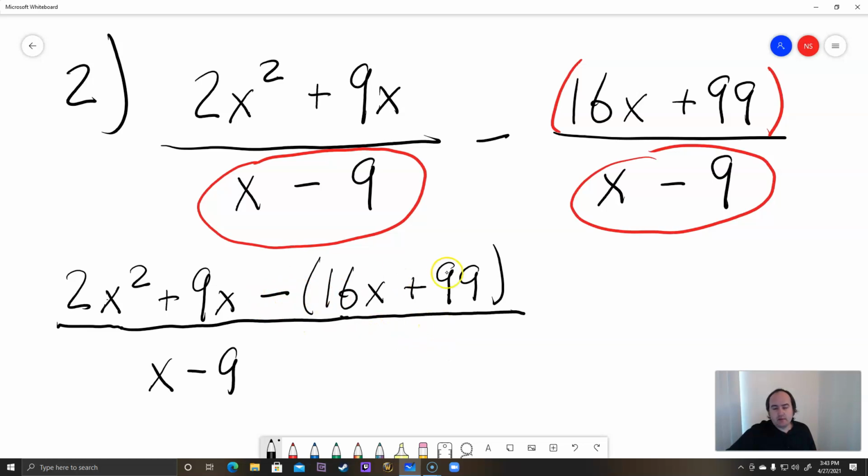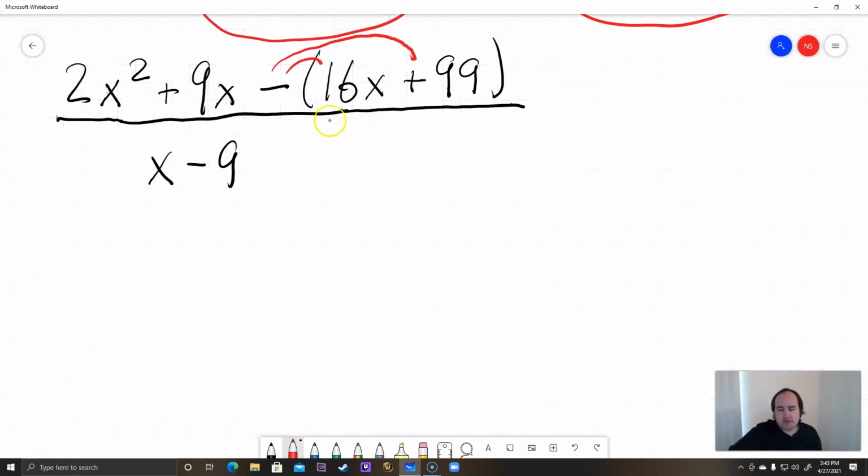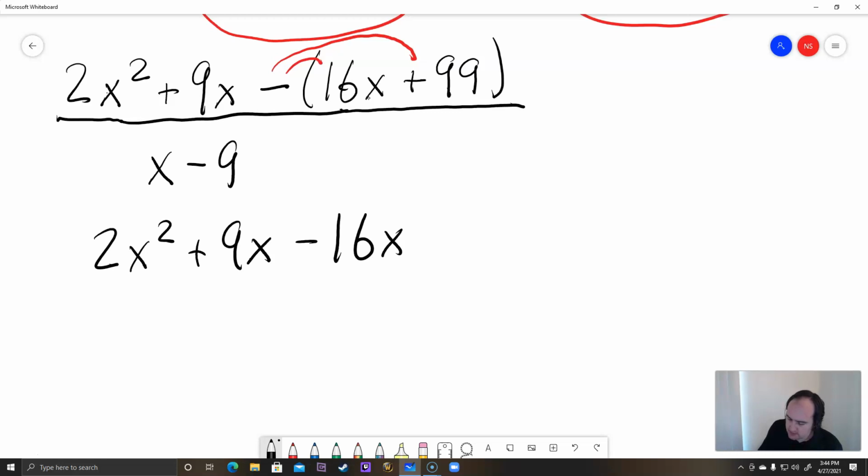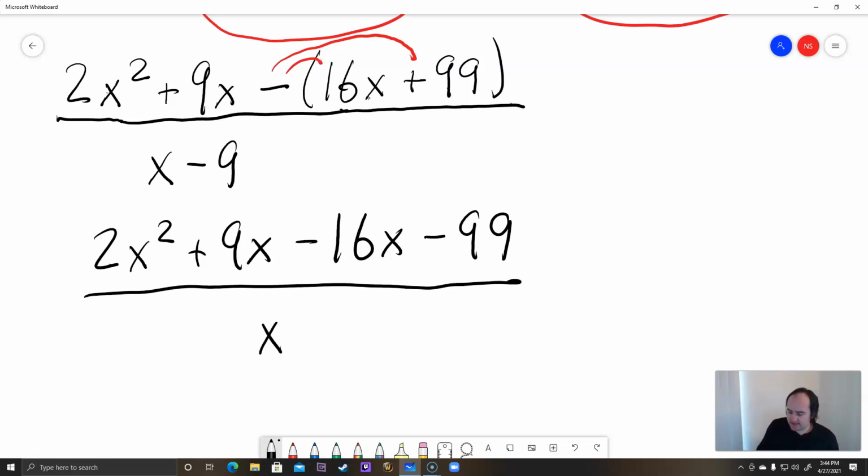And as you can see now, the reason those parentheses were necessary is we actually are going to need to distribute that minus on the top. So we're going to distribute this minus to each of those last two terms. When we do that, that's going to switch the signs of those terms. They were both positive, now they're both going to be negative. Okay, so we're going to get 2x squared plus 9x minus 16x minus 99. Okay, and then this is all over our common denominator, which is x minus 9.